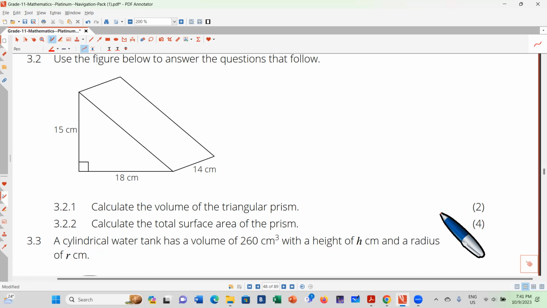So we have this. Let me give you 2 minutes to find the volume of the triangular prism, and I'm going to give you the answer after this.